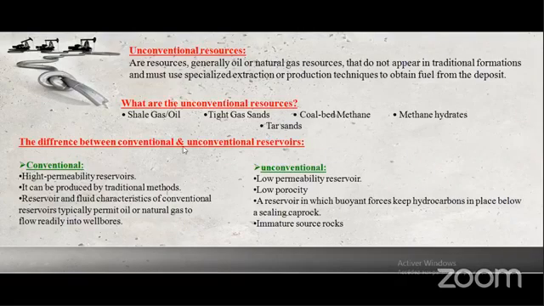The difference between conventional and unconventional reservoirs. Conventional wells are high permeability reservoirs. They can be produced by traditional methods. Reservoir and fluid characteristics of conventional reservoirs typically permit oil or natural gas to flow readily into well bores. Unconventional wells are low permeability reservoirs, where forces keep hydrocarbons in place below a ceiling cap rock, the source rock.